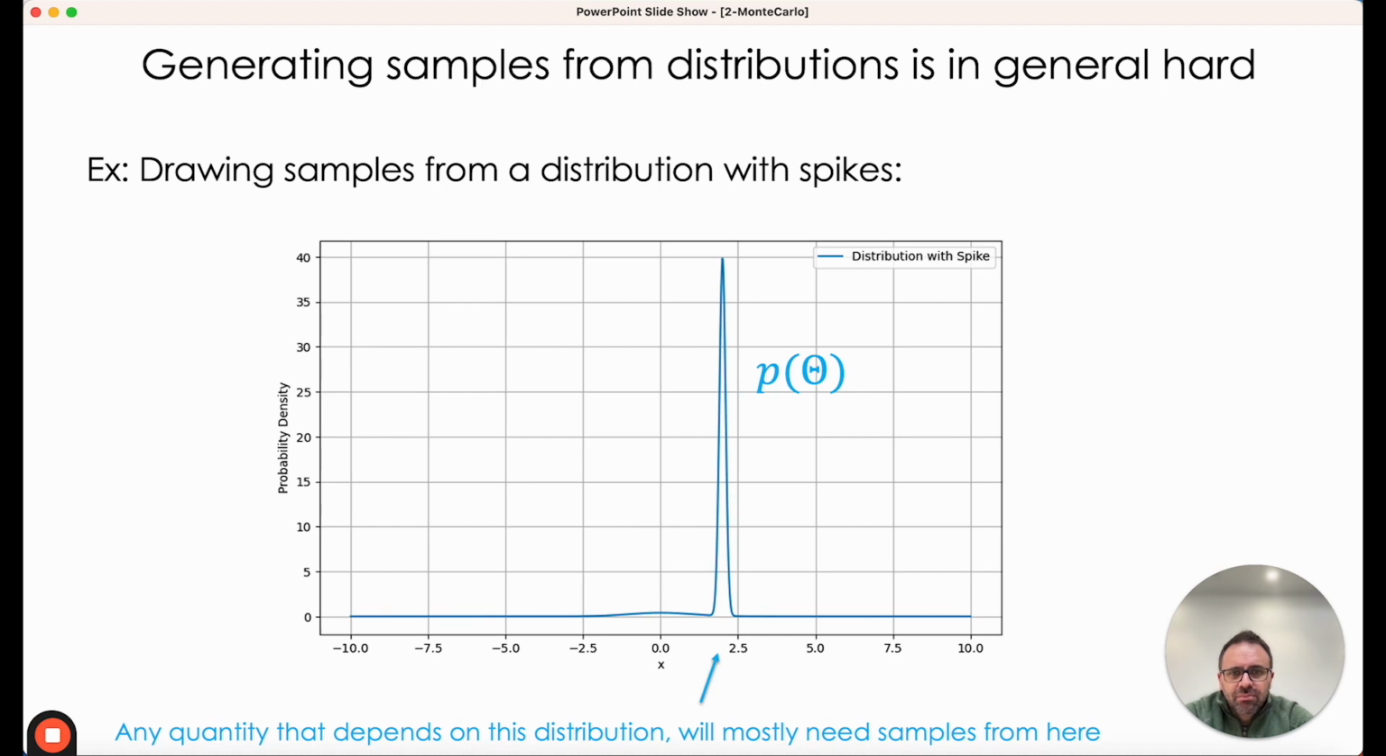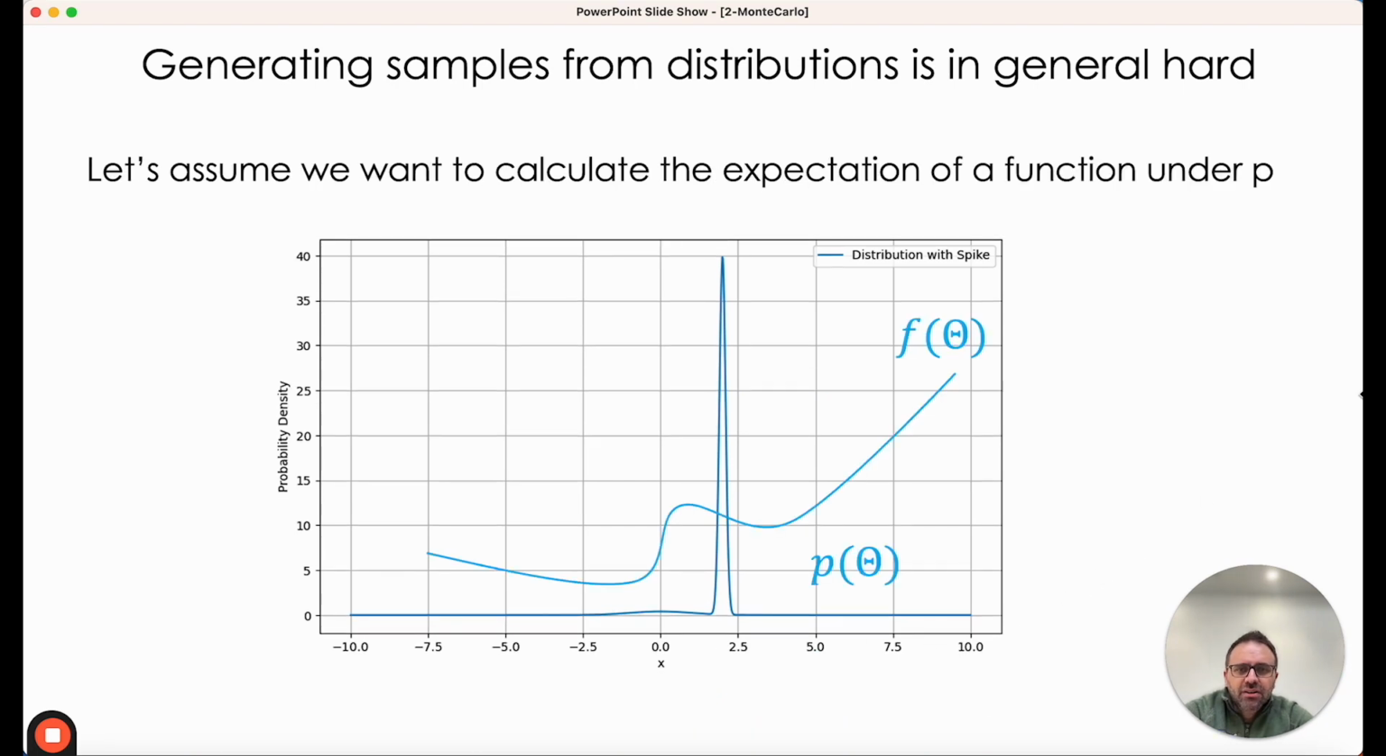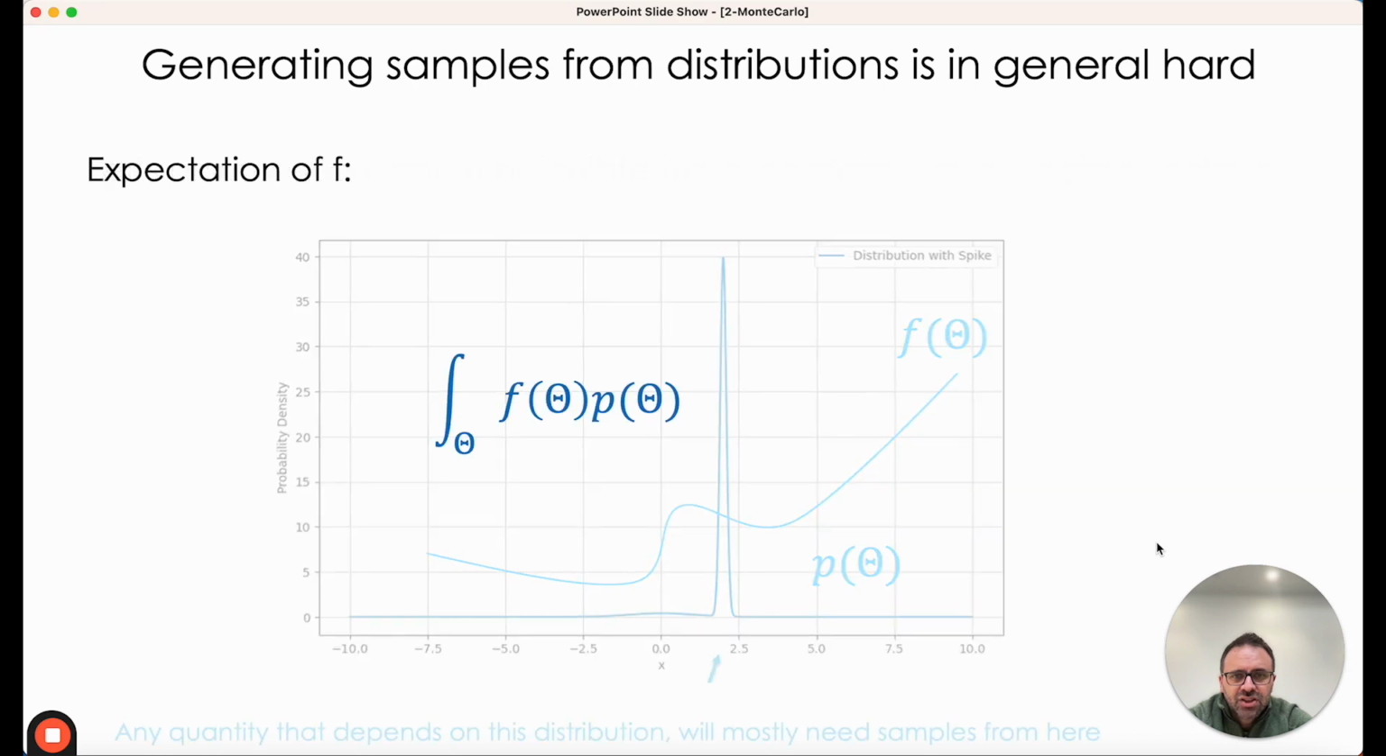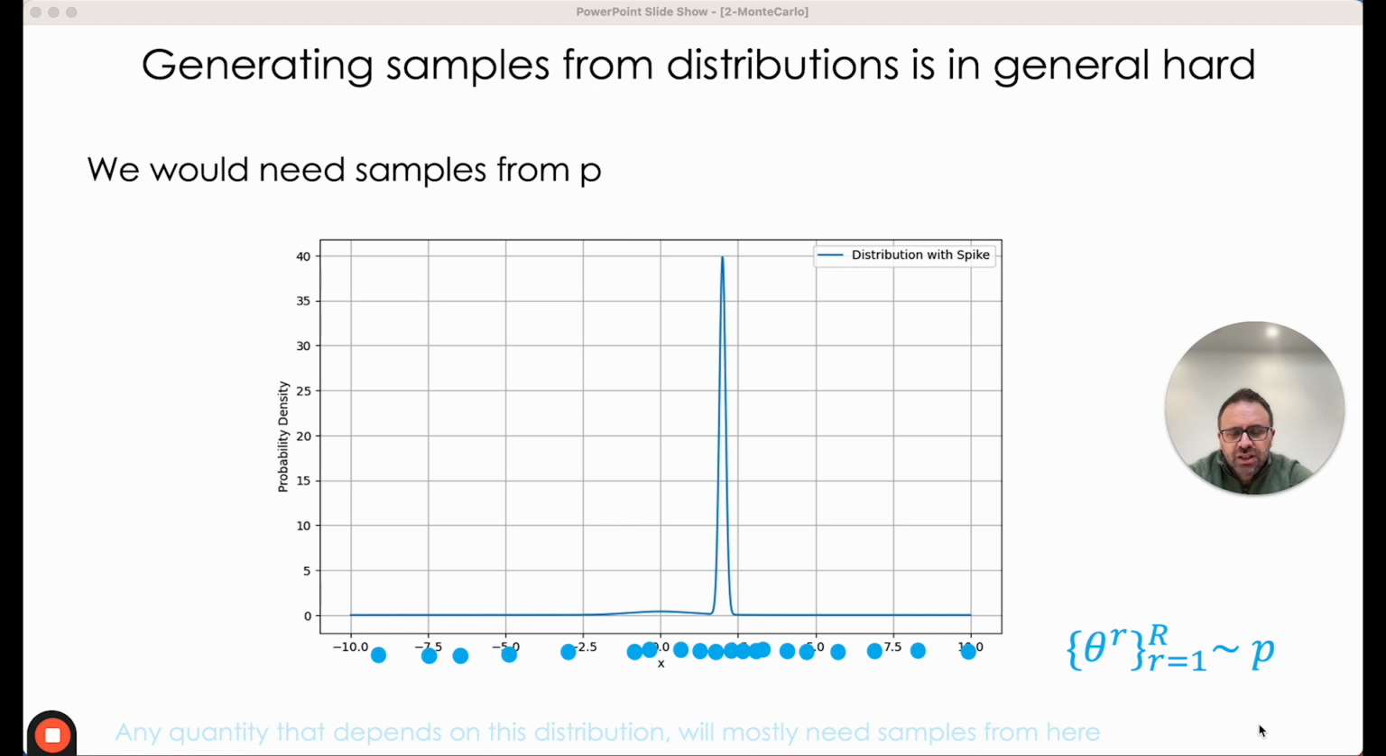So here's another example, where we have one distribution which is concentrated in one spike, like this one. Recall that in general, one application of distributions in Bayesian settings is to compute expectations that rely on that distribution. For example, imagine we have this function here, and we want to compute the expectation of this function under this distribution. We know that to compute an expectation, in general, we need samples from the distribution. Imagine that this distribution is the posterior, right? So we will need samples from this distribution to compute the integral.